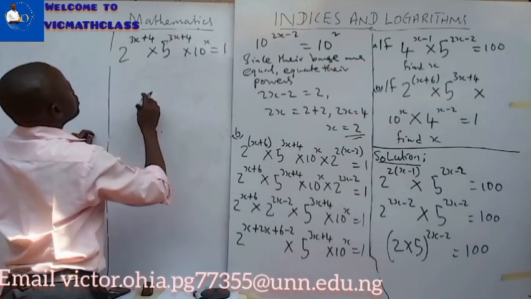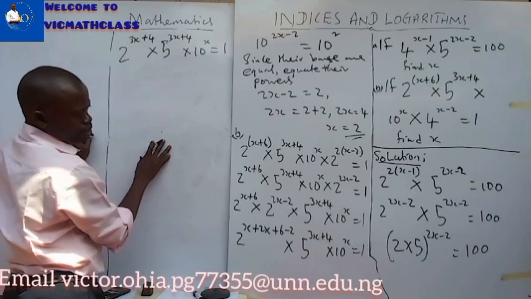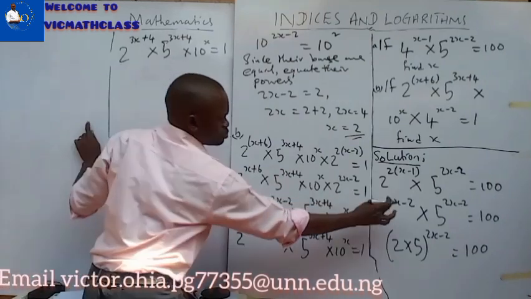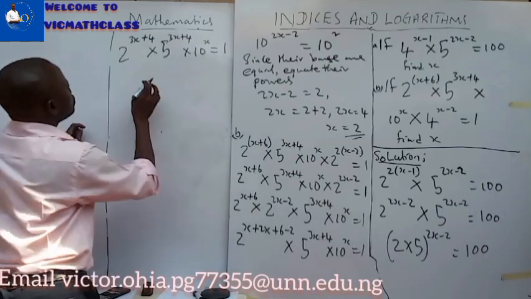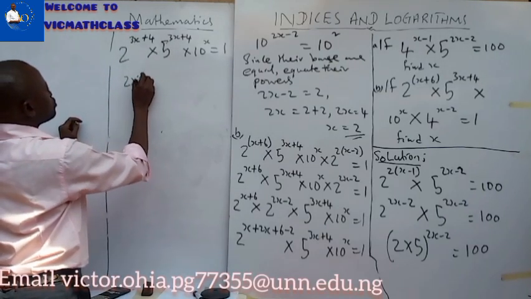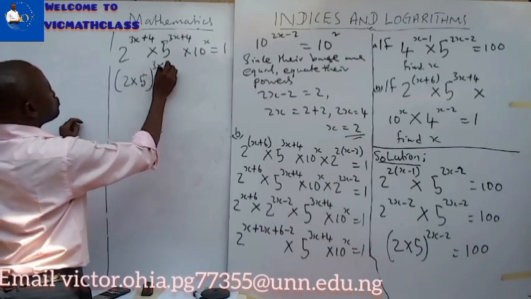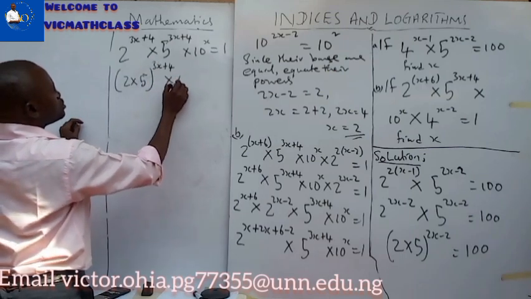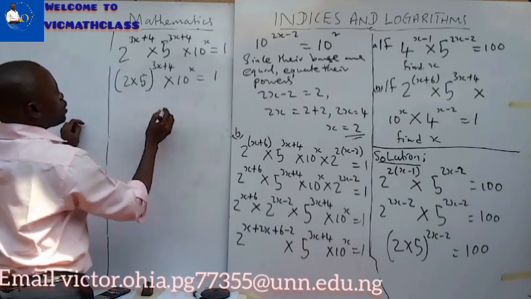equals to 1. You realize that the powers here now are the same, and I think we have achieved something similar to that sometime. Okay, so we can do the same thing here and here. So this will be 2 times 5 all raised to the power 3x plus 4, then times 10 raised to the power x, I'm still coming back to this, equals to 1.